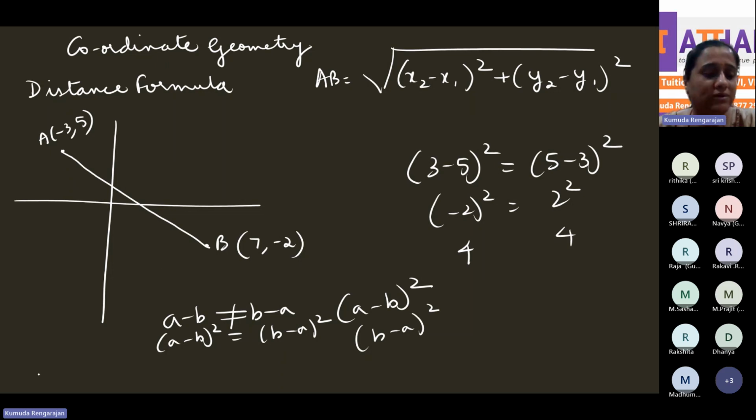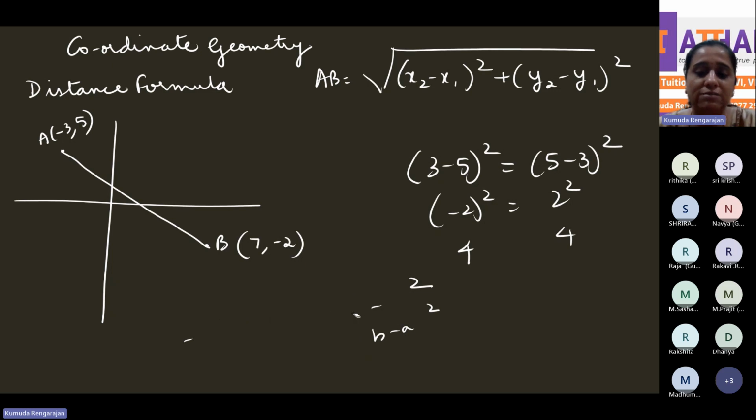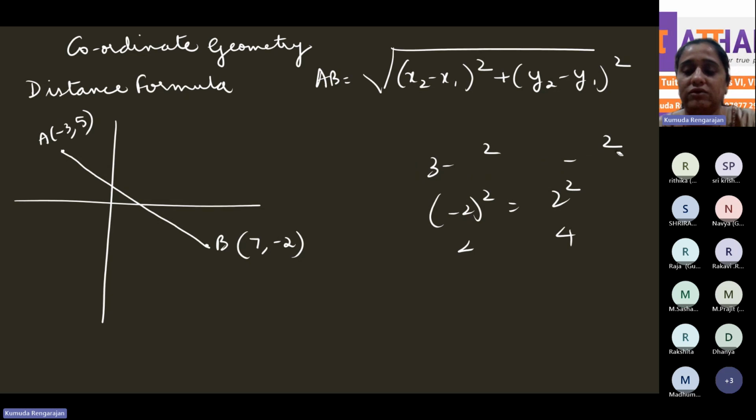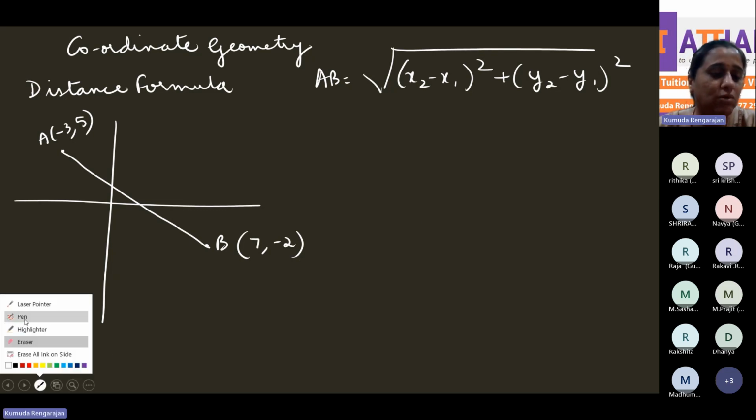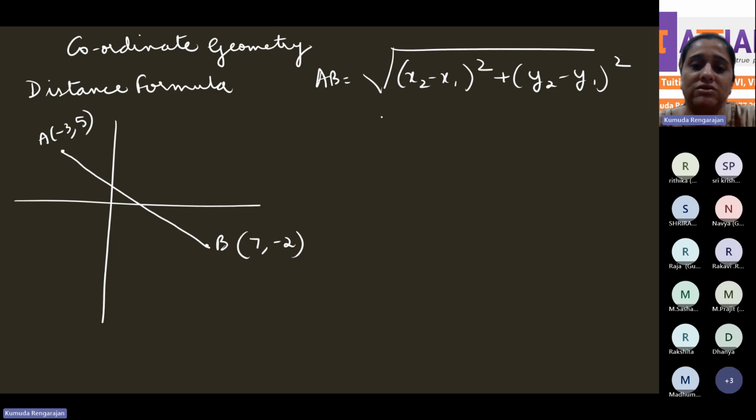So this is always true. Not only for this example, this is always true. So (a minus b) the whole square is the same as (b minus a) the whole square. a minus b is not equal to b minus a. 3 minus 5 is not the same as 5 minus 3. But (a minus b) squared is the same as (b minus a) squared.